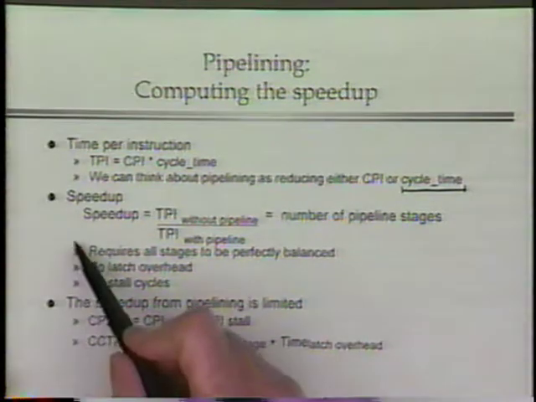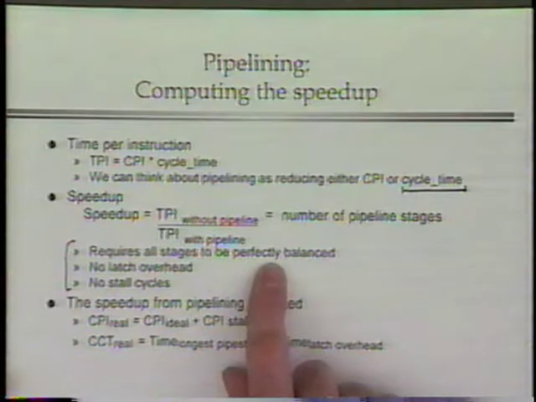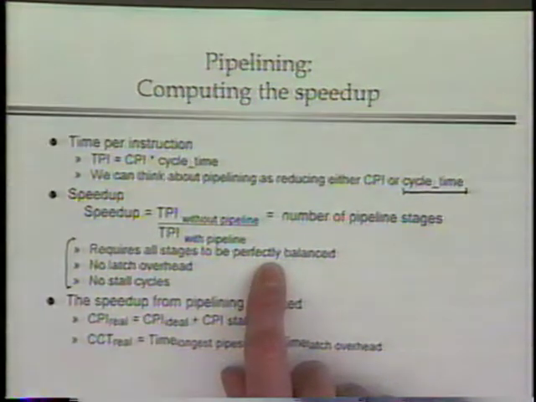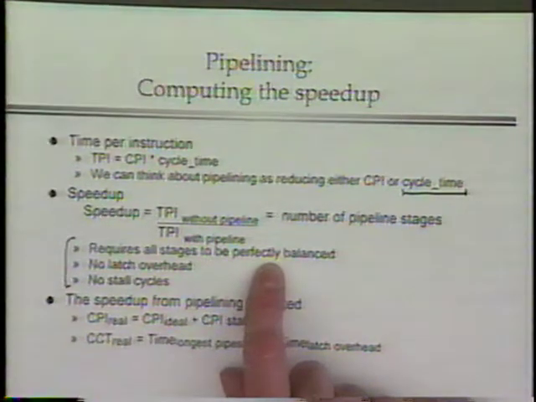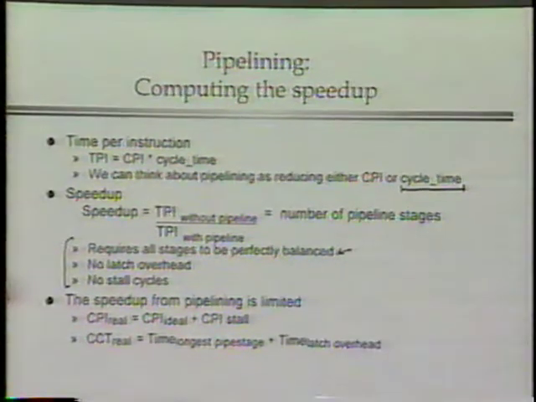Well, there are a couple of problems. One is that it requires that all stages be perfectly balanced. It means that every stage takes exactly the same amount of time as the stage before it. You can't have stage 1 taking 5 nanoseconds and stage 2 taking 10 nanoseconds because they're being done in parallel for different instructions. Sometimes it's hard to do that, and we'll see why that's true.